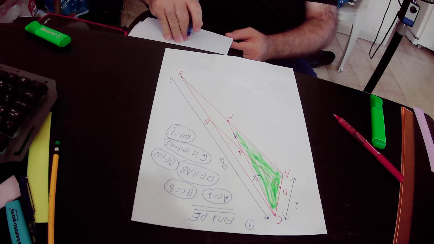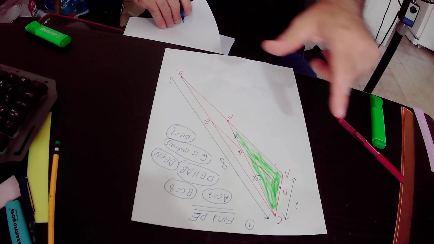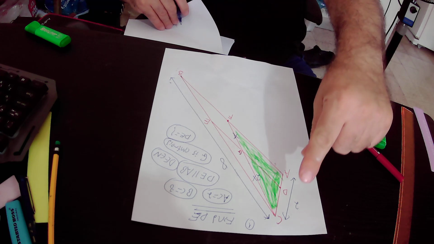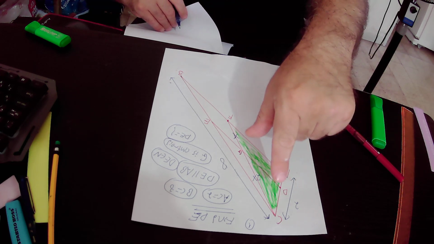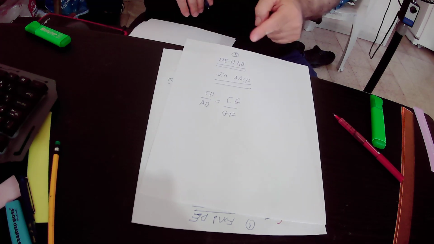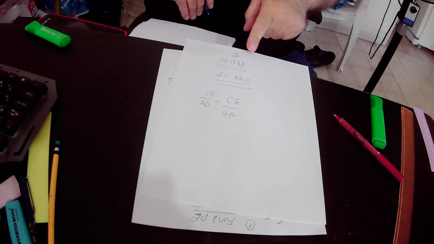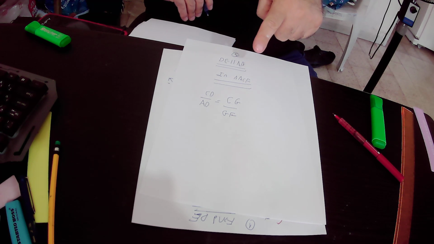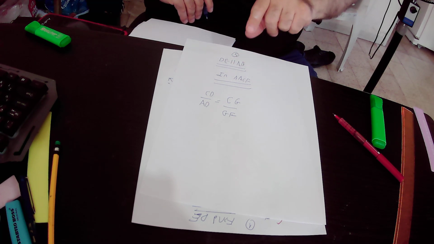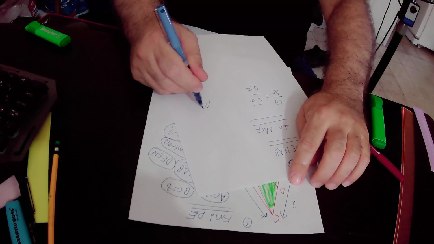I will repeat again. In the green triangle ACF, we know that DE is parallel to AB, therefore, according to rule number 2, CD over AD will be equal to CG over GF. Okay? In the green triangle ACF, because DE is parallel to AB, according to rule number 2, CD over AD will be equal to CG over GF.